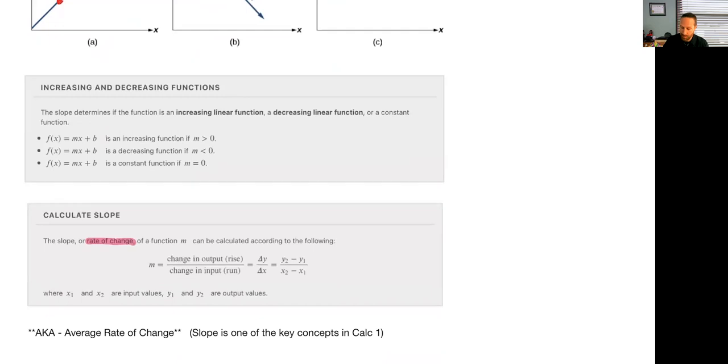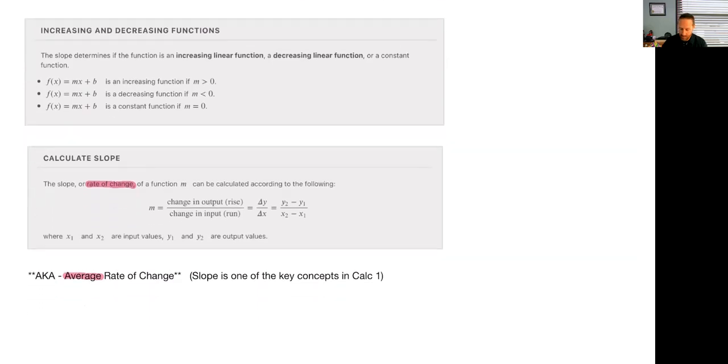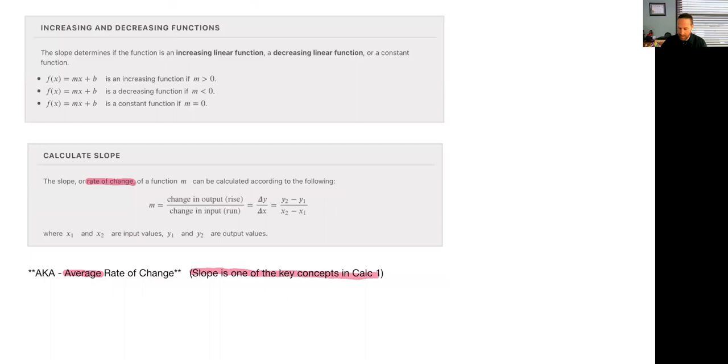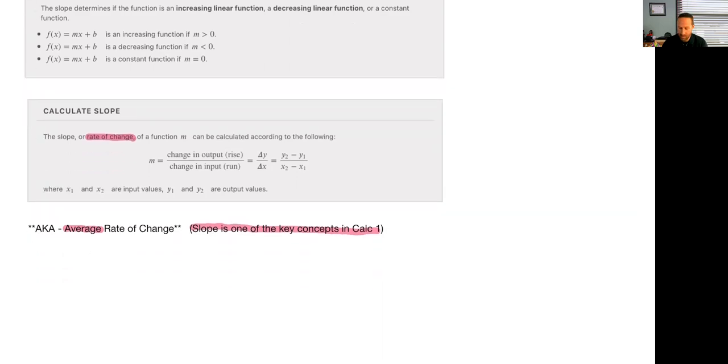Okay? Now, I'm going to throw in one more word on there because it's not just the rate of change over an entire interval or two points. It's actually going to be what is represented by the average rate of change. And again, as you can see, I put here, slope is one of the key concepts in first semester calculus. So I know it seems very basic that we're going over lines again and slope in slope-intercept form, but let me show you what I mean.